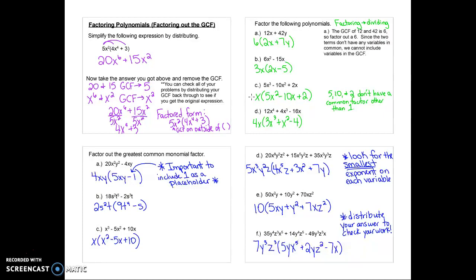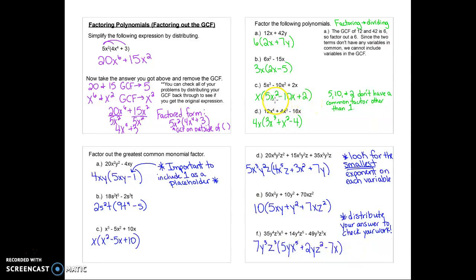So I have an x to the third, I have an x to the second, and I have an x to the first power. So again, GCF, you're pulling out the smallest exponent that you have, which is an x to the first. So my GCF is just an x to the first here. Then I'm dividing that by each one of these terms. The coefficient is going to stay the same in every single one of these because this is just a 1. 5 divided by 1 is still going to be 5. 10 divided by 1 is still going to be 10. 2 divided by 1 is still going to be 2.